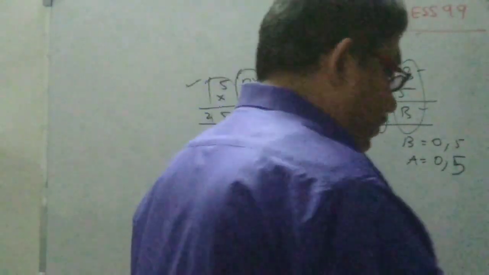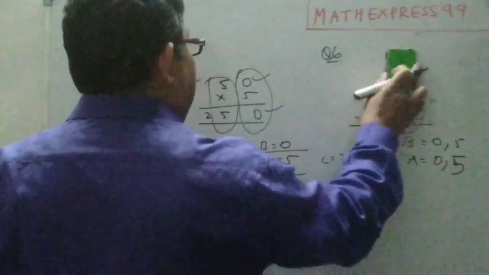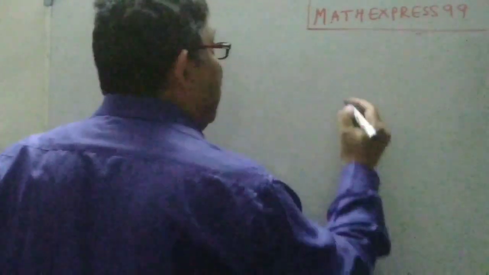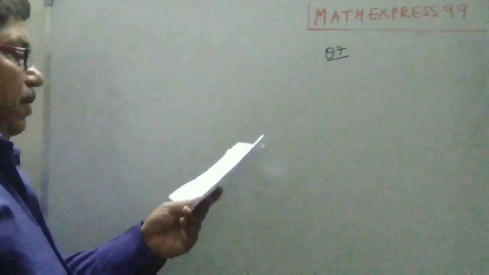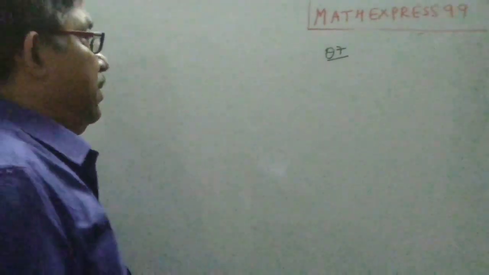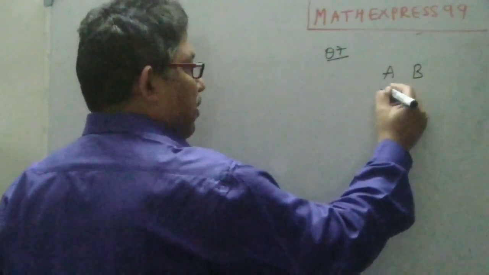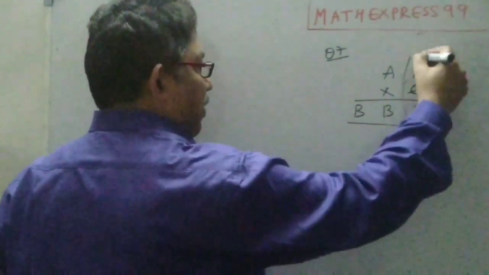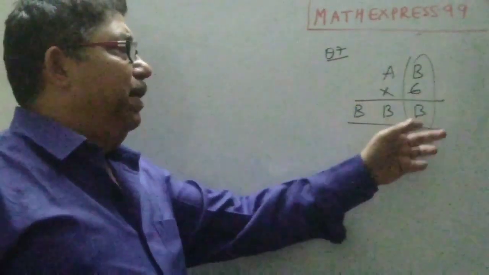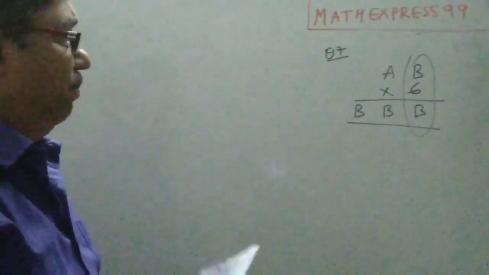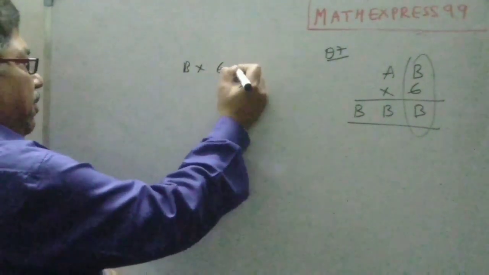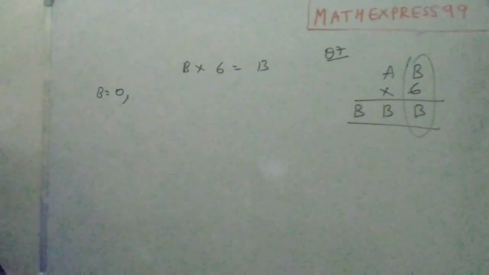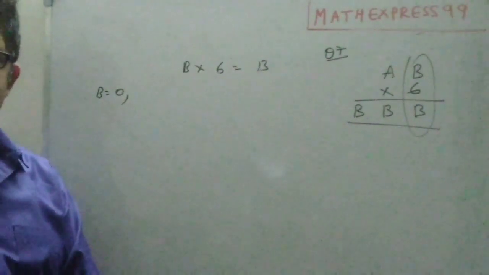Question number 7. You have AB into 6. B, B, B. You see what is happening? 6 into B should end in B or B into 6 should end in B. And in B. So B can be comfortably 0 because 0 into 6 will always end in 0, isn't it? 0 into 6 is going to be 0.